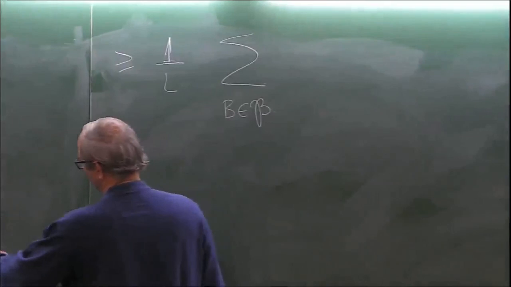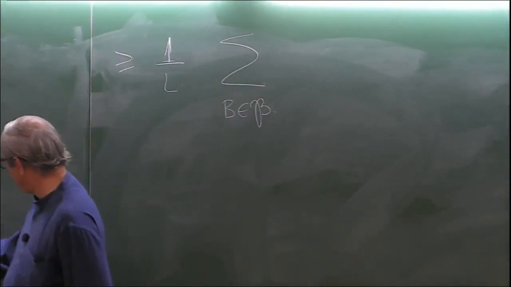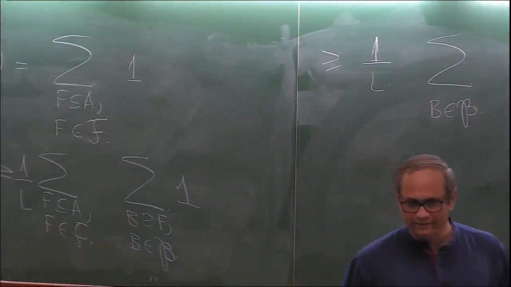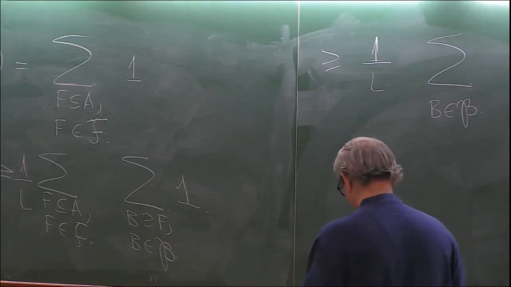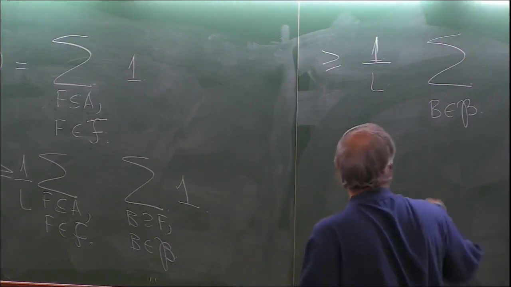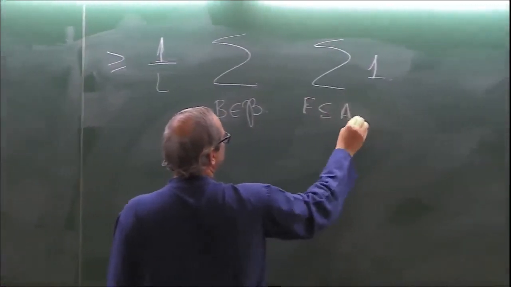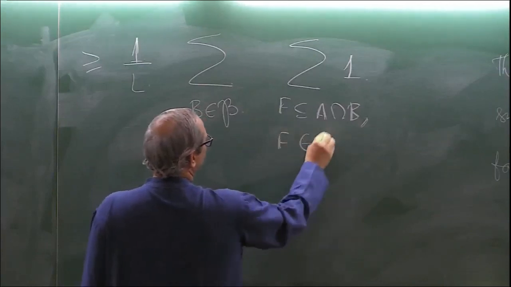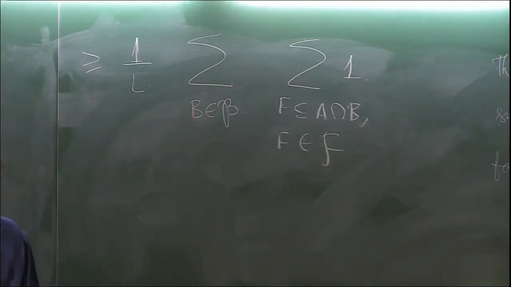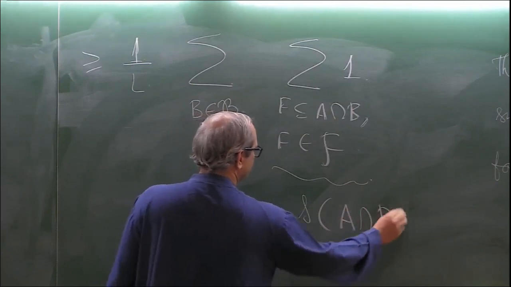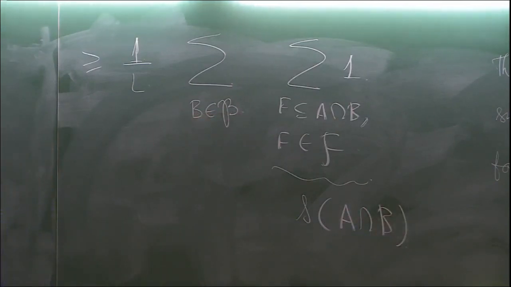And what is the condition? F must be contained in B and contained in A. So that means F is contained in A intersection B. And therefore your sum here would be the sum of 1 over F contained in A intersection B, F varying over the family, and you've divided by L. But this is exactly what would be called S of A intersection B.